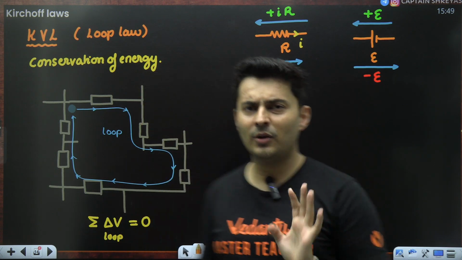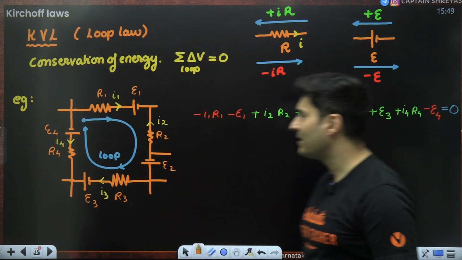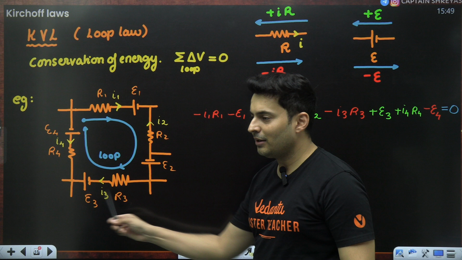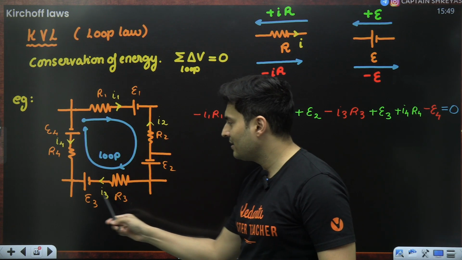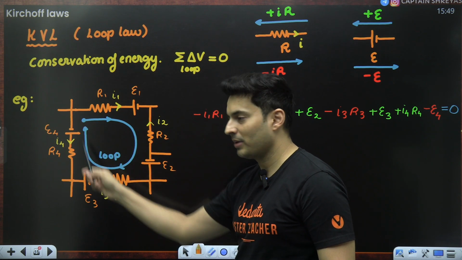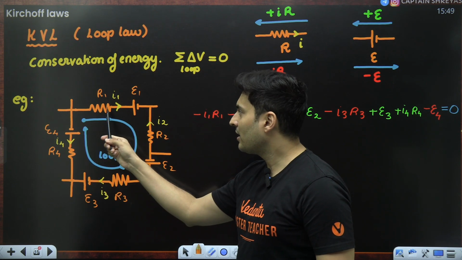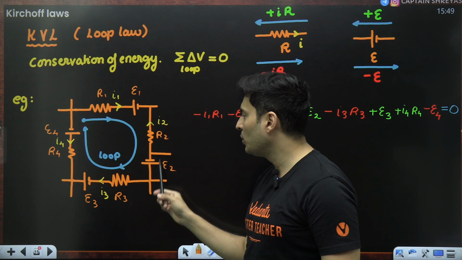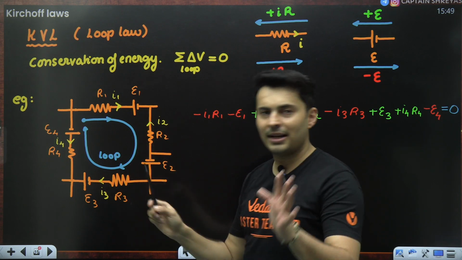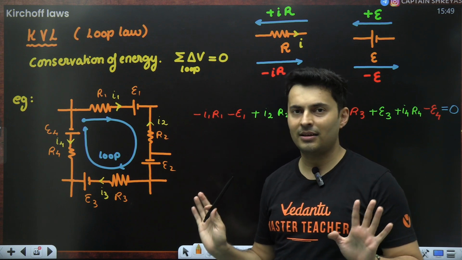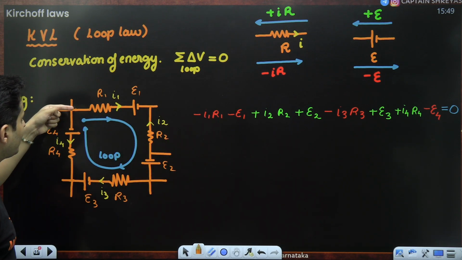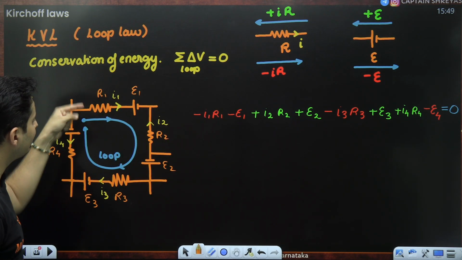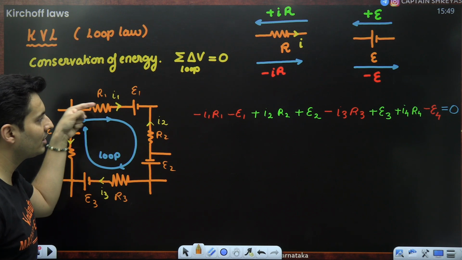Well, if you still did not get it, no issues. I will show you an example. Just look at this particular circuit where you start from this point, go through these devices and you come back. So this is a loop, this is a closed path. R1, I1, E1, R2, E2, I2, some random currents, resistances and EMFs are there. Some batteries are there. As you can see, when you start from here and you go like this, you encounter this resistance and you are going in the direction of the current.